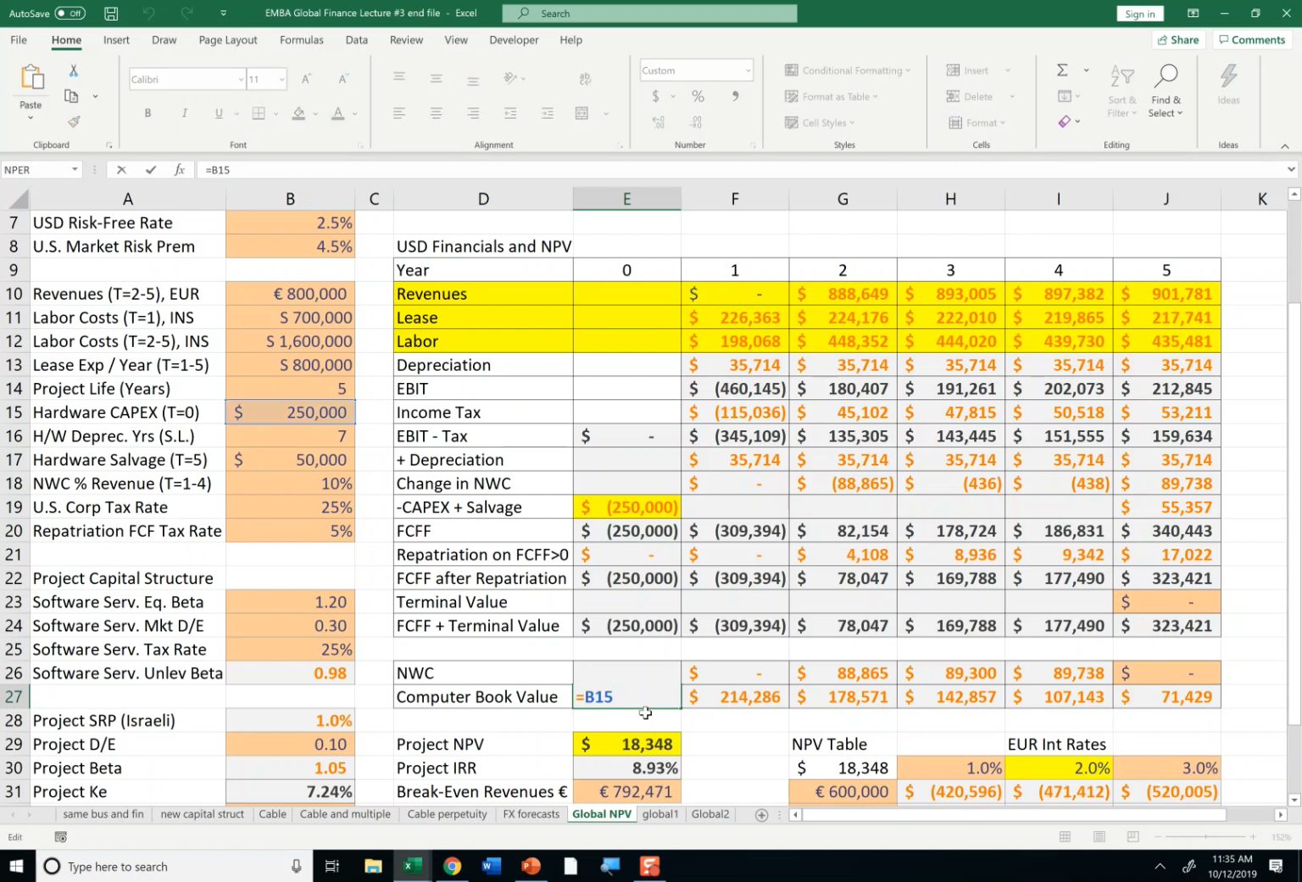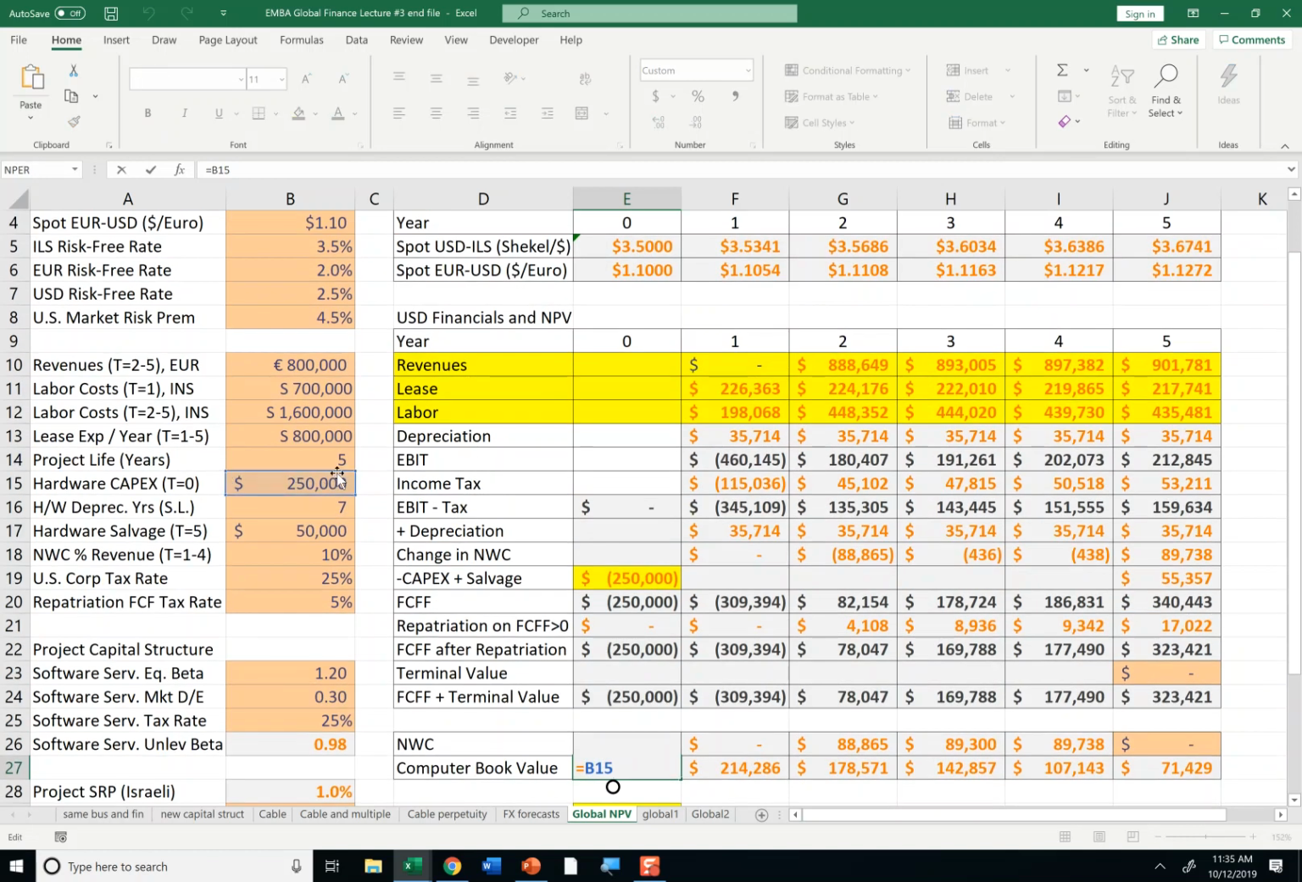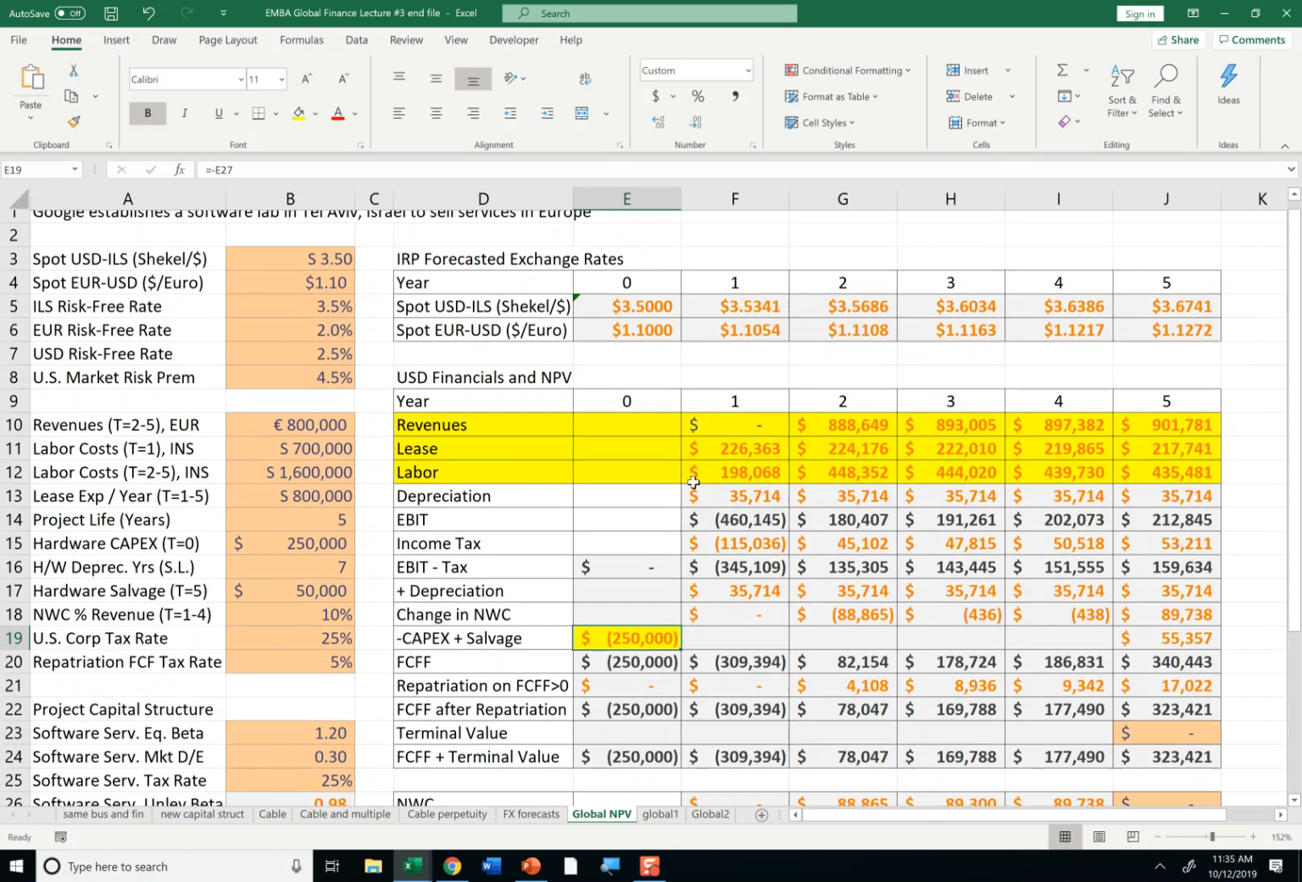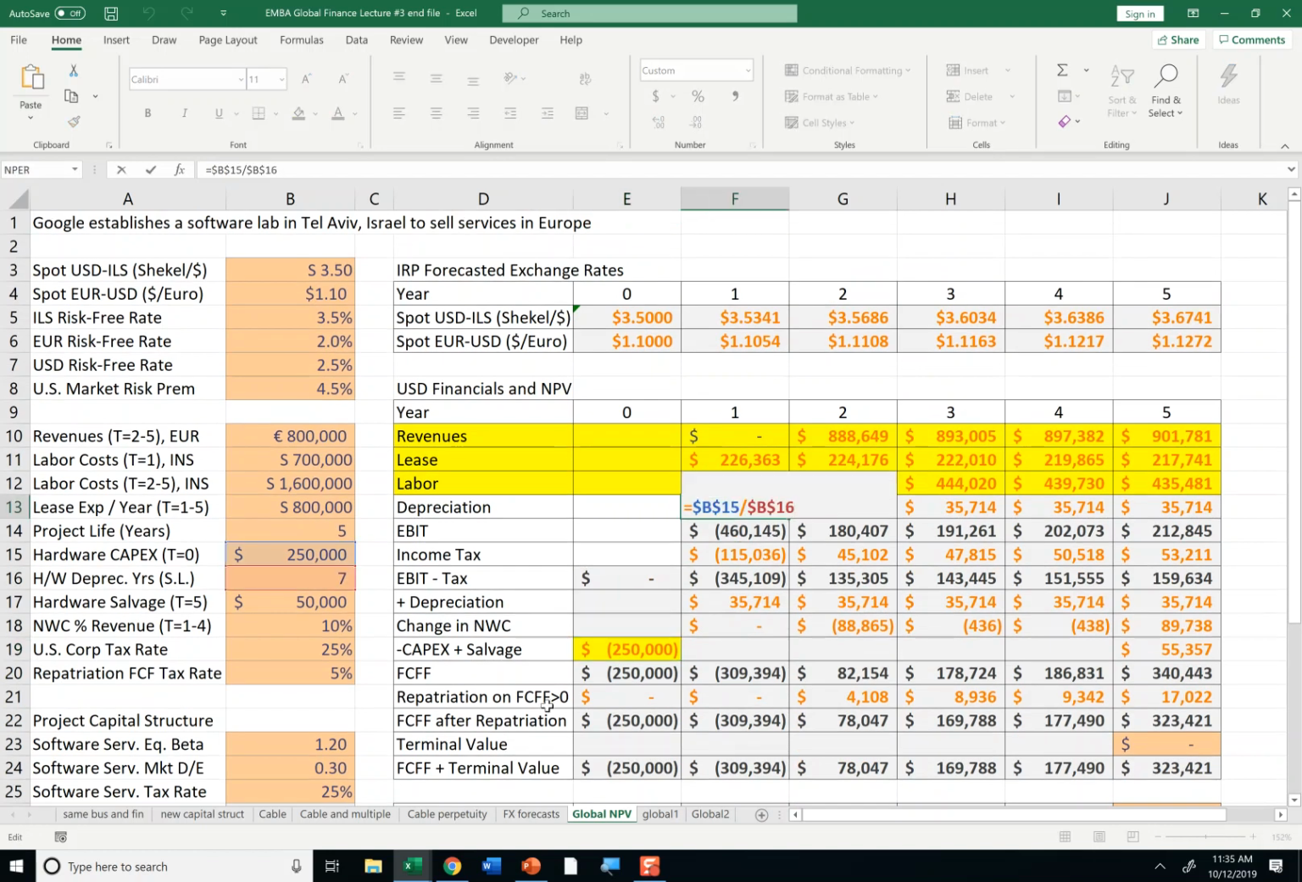It's just a link to this number here. I'm going to buy $250,000 worth of equipment today, pay in dollars, and ship it over there. So my equipment cost today is $250,000, but I'm going to depreciate it over 7 years, so it's just 250 divided by 7. But I'm only going to forecast this out to 5 years, because I said the project's going to be closed down at the end of the 5th year.